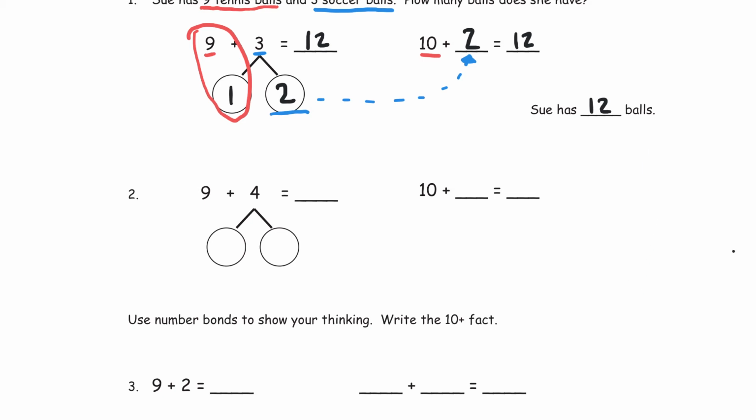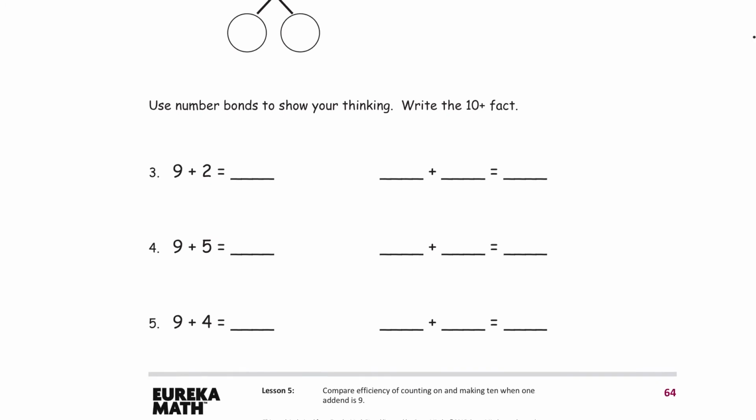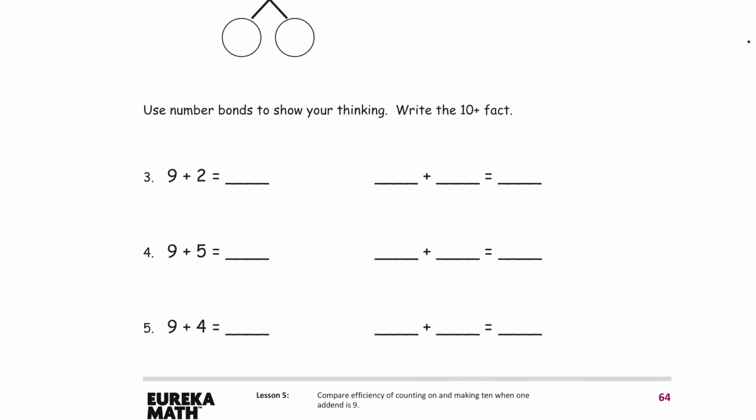All right, welcome back, boys and girls. Let's take a look at numbers 3, 4, and 5. It says use number bonds to show your thinking, write the 10 plus fact. So what they want us to do is to do just what we were doing up above on numbers 1 and 2. They want us to make mini number bonds, make a 10, and add up the remaining number. Let me show you what they mean on number 3.